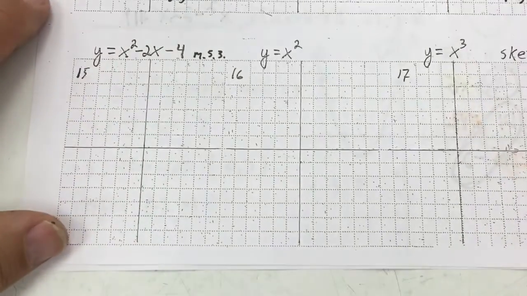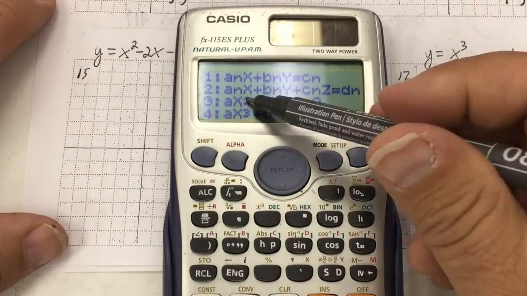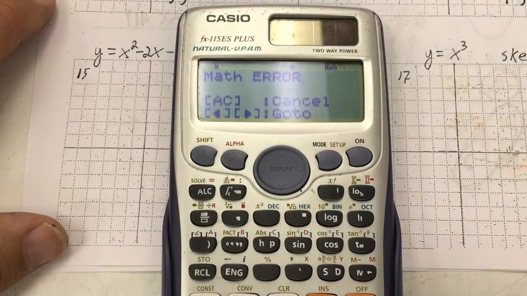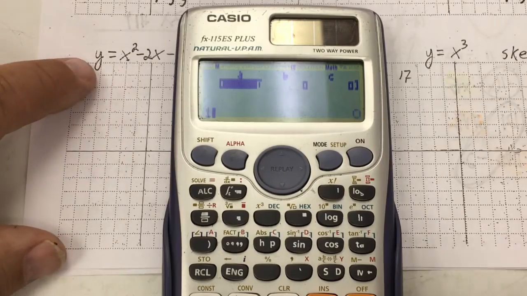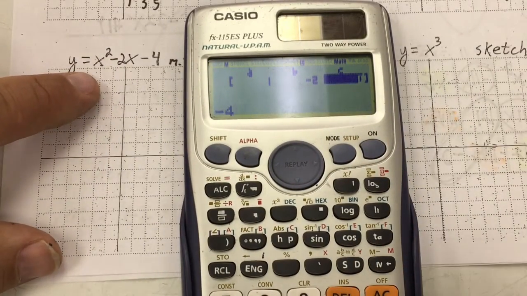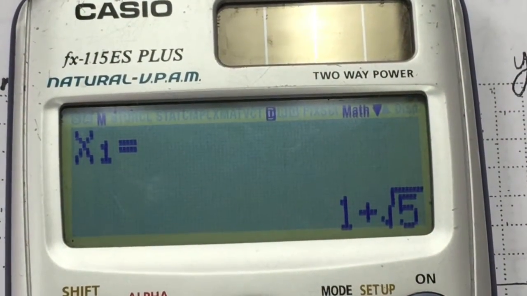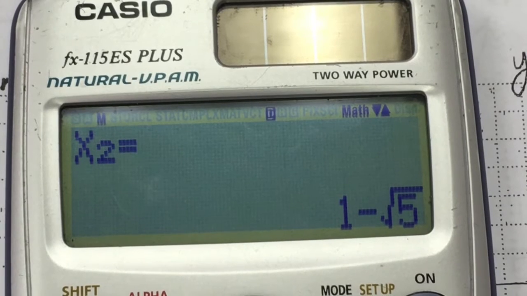This one's a little trickier. I could use the calculator in mode 5, 3. So I hit mode 5, this is an x squared, so 3. I hit enter, whoa, I didn't enter the stuff. I have to type in 1 equals, negative 2 equals, and then negative 4 equals. So when I hit equals again, it gives me an x-intercept that's a radical.